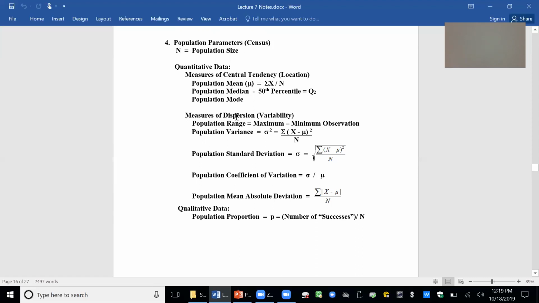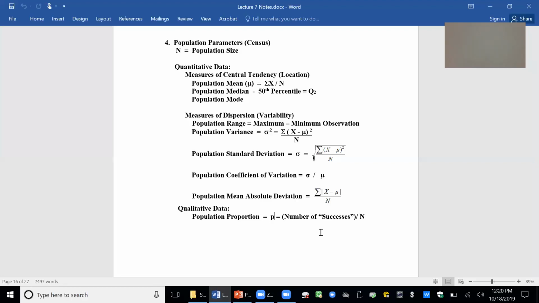If I have quantitative data and I want a measure of dispersion, then I have, of course, the variance. The variance is the squared differences of each of the individuals in the population away from the mean, divided by the population size. We also have the standard deviation, the coefficient of variation, and the mean absolute deviation. So, cap N, mu, sigma are our symbols for quantitative data. For qualitative data, it's cap N and P. P represents the proportion of the entire population that has some attribute.